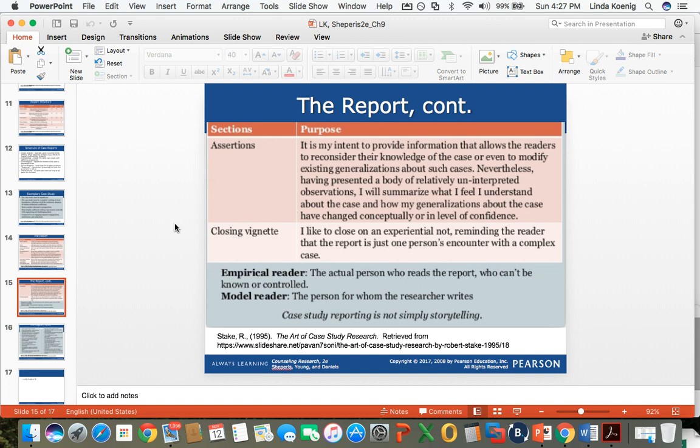All right, let's see. He does make this note down here, and this is still Robert Stake, that even though with case study reporting the writing is very different than what we do if we're doing some type of quantitative experiment and writing that report, it's not just telling a story. It is very structured, and there should be purpose in each one of these sections.